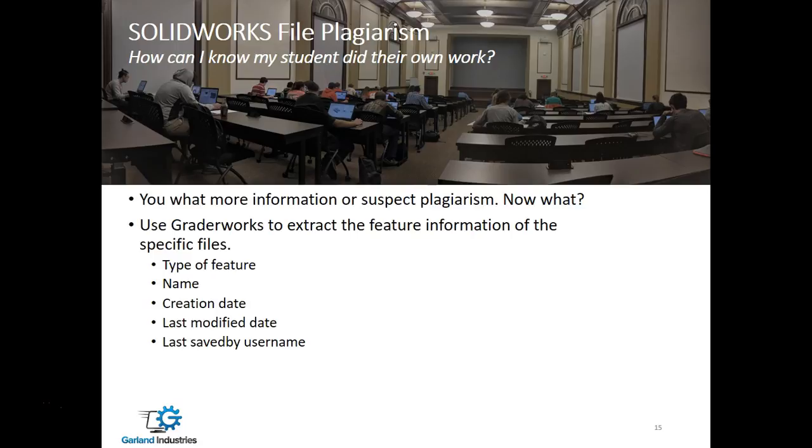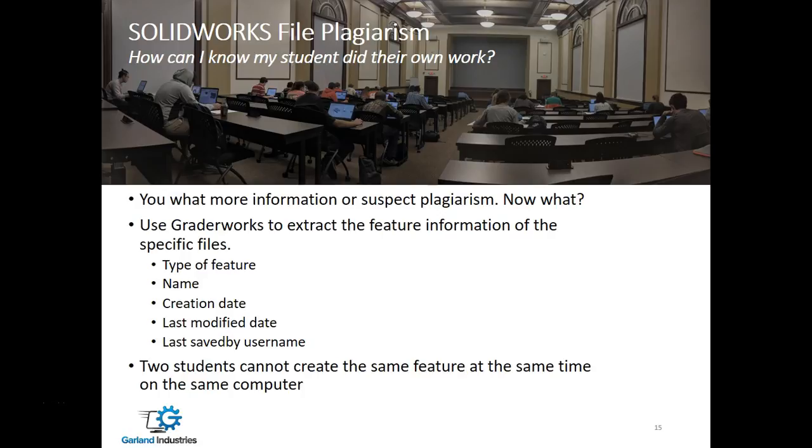So what am I going to do now if I suspect plagiarism? What we do is we use Graderworks to extract the feature tree information of the specific files that we're interested in. From the feature tree, for every feature used within the file, I can extract what type of feature it is, the name of the feature, the creation date of the feature, the last modified date, and the last saved by username.